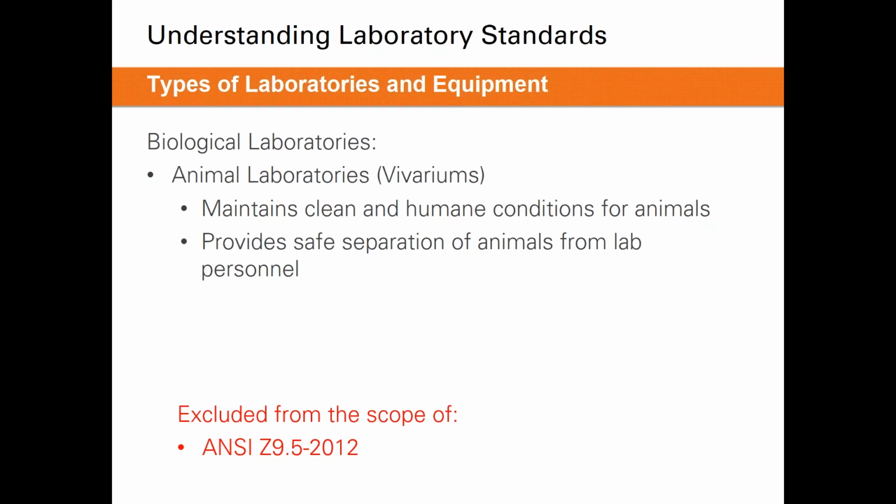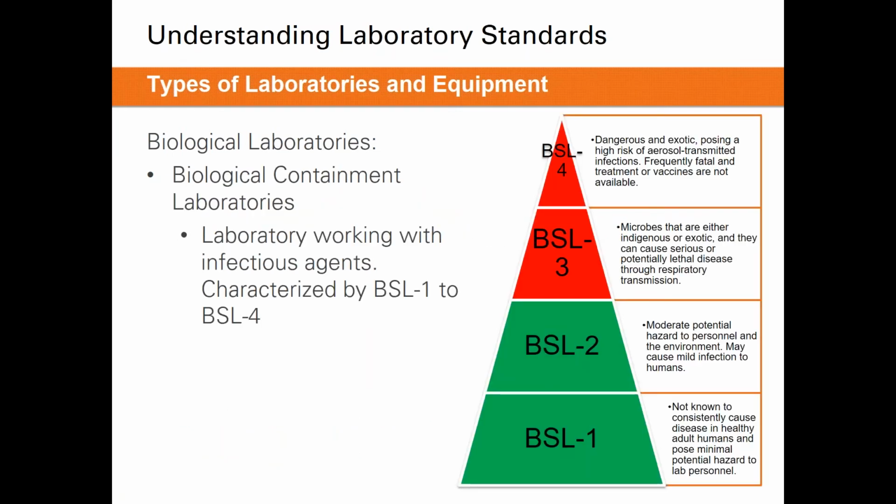The second type of room that we'll discuss here is biological containment laboratories. These are laboratories working with infectious agents, and they're characterized here by BSL 1 through BSL 4. If we start by going through the least hazardous at the bottom of the pyramid here, BSL 1 are considered labs that have pathogens that are not known to consistently cause disease in healthy adult humans, and pose minimal potential hazard to the lab personnel.